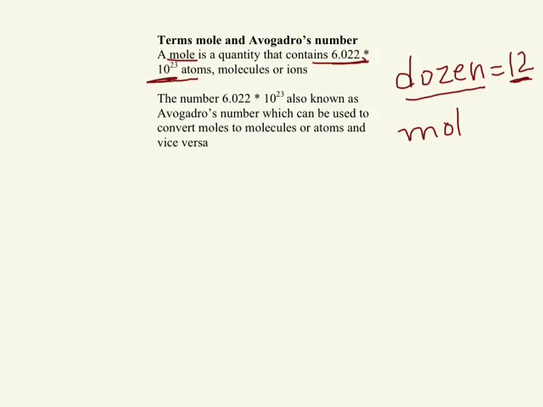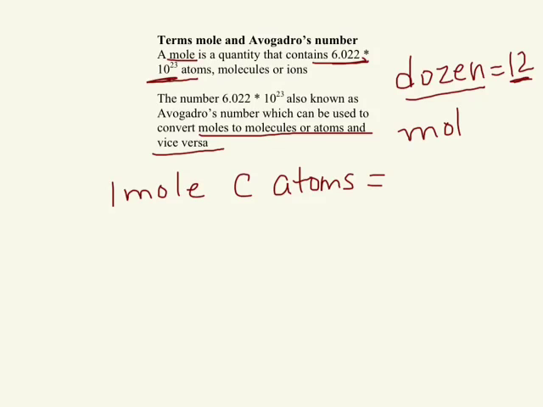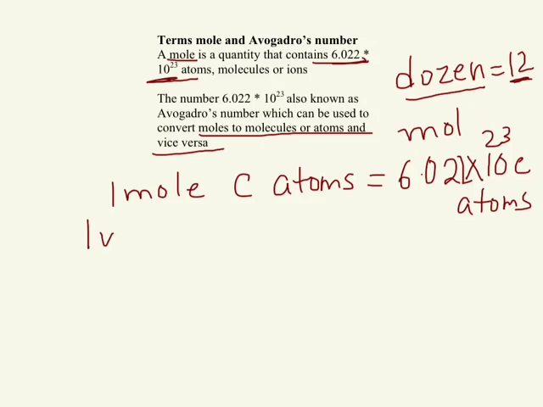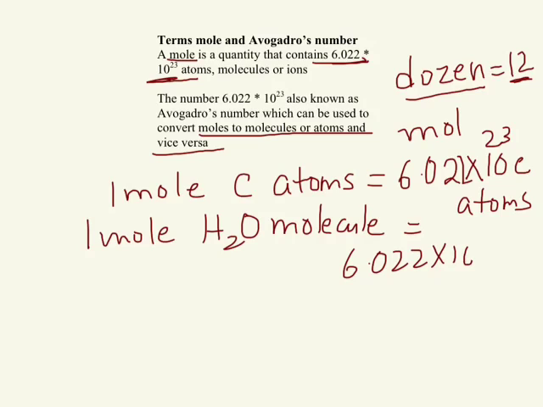Now, this number can be used to convert moles to molecules or atoms or vice versa. For example, 1 mole of carbon atoms means how many carbon atoms? 6.02 times 10 to the 23 carbon atoms. If we say 1 mole of water molecules, remember water is not an atom, water is a molecule, that equals how many water molecules? Same, Avogadro's number of water molecules.